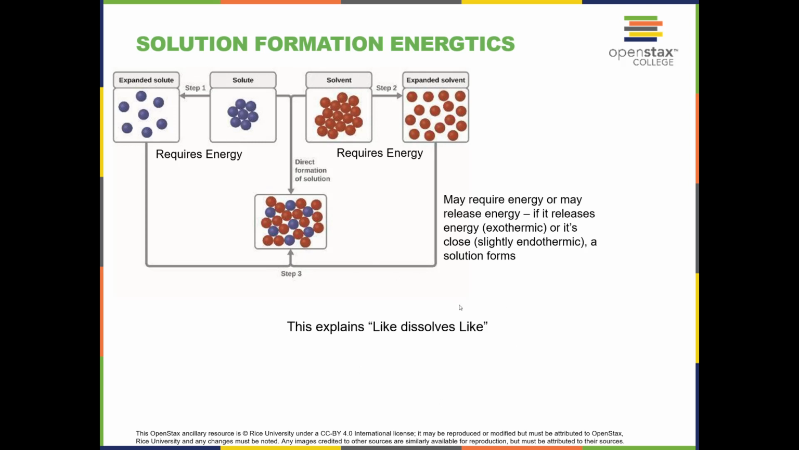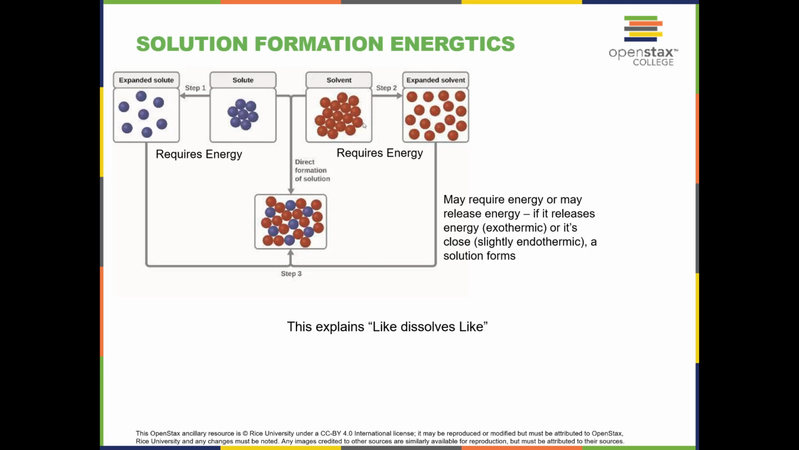Now there's one other thing I need to mention here, and you may be asking yourself, well, why does it work if it's slightly endothermic, meaning that it takes a small amount of energy in order to get this solution to form? And the reason for that can be explained by entropy. Here we have more order, right? Because we have solute next to solute and solvent next to solvent. Here we have more disorder because these molecules are mixed together and therefore more disordered.